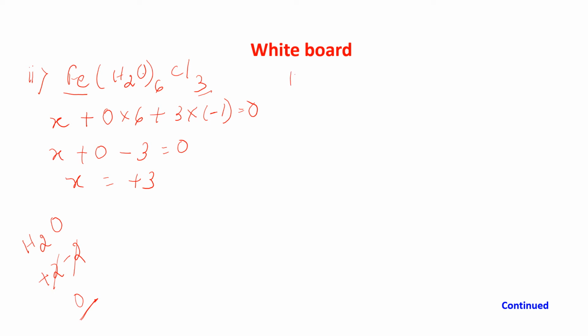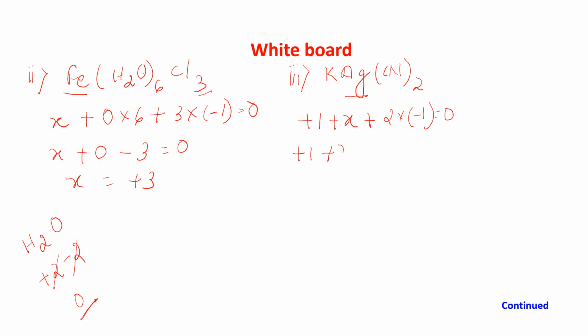Number 3. The compound number 3 is K[Ag(CN)2]. You have to find out the oxidation number of Ag. Now K, you know that it is +1. Ag is X, plus CN is -1, and 2 CN, so it will be 2 into -1 equals to 0.